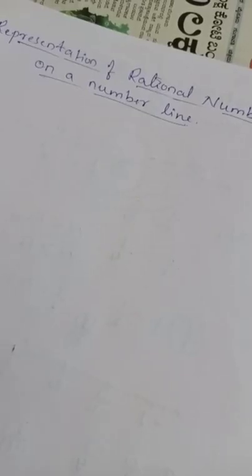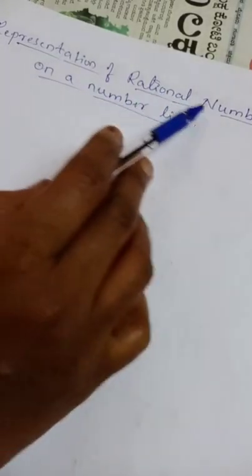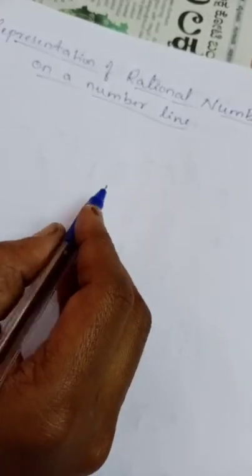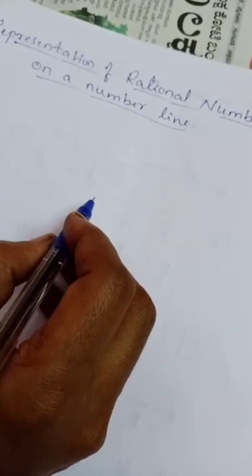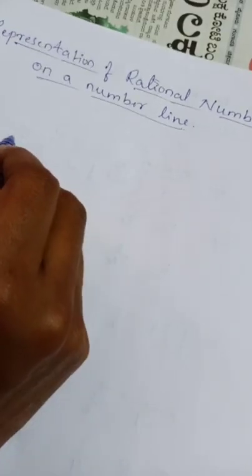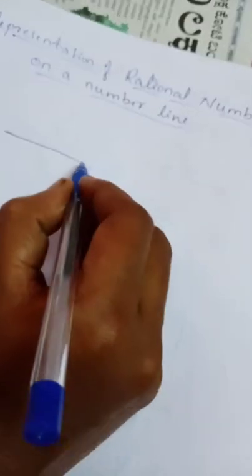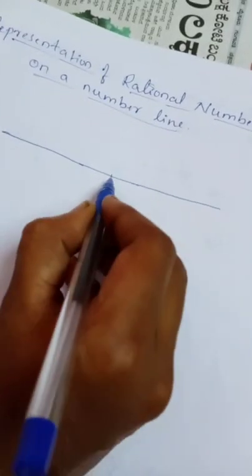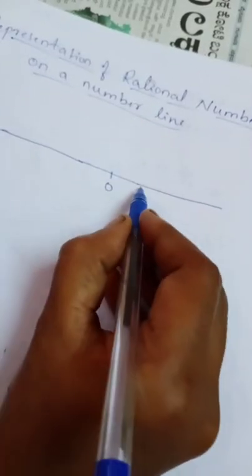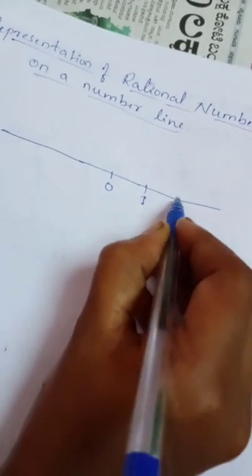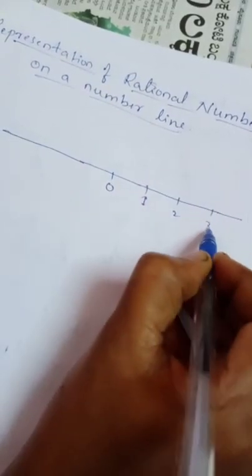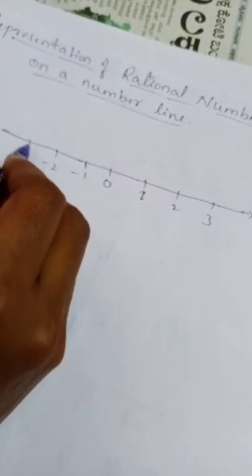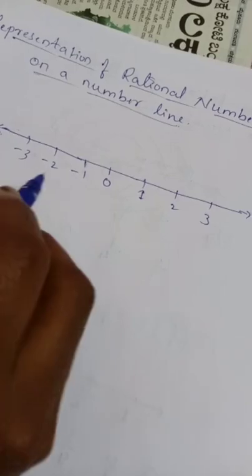Dear students, today we learn representation of rational numbers on a number line. So how do we represent rational numbers on a number line? A number line looks something like this. So this is a number line. Zero, then 1, 2, 3 and so on. Here -1, -2, -3 and so on.